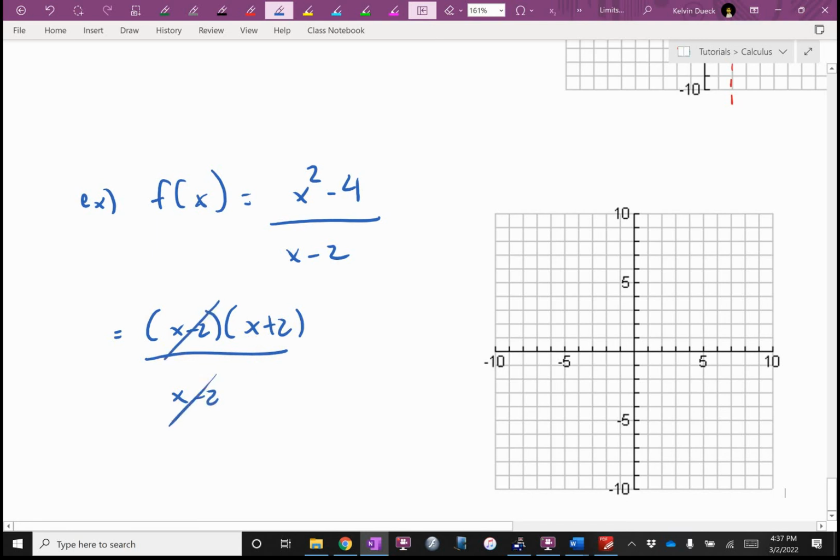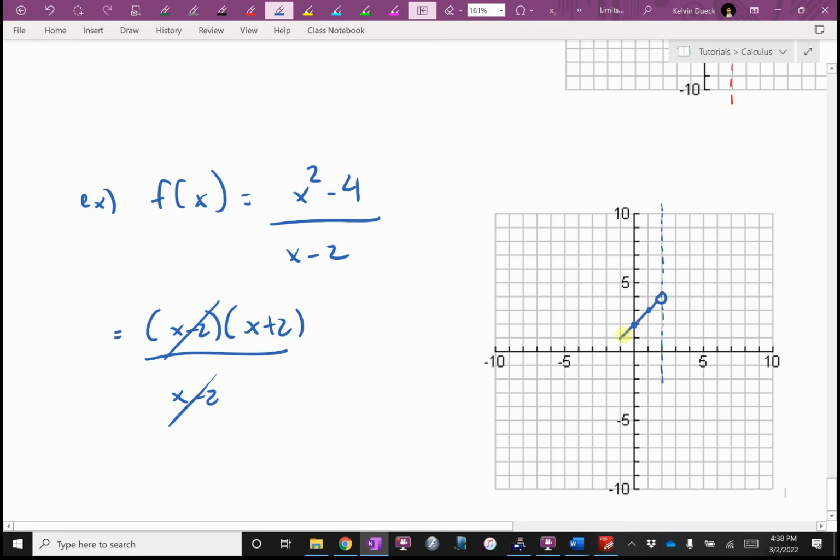It's going to look like x plus 2, which has a y-intercept of 2 and a slope of 1. It goes up 1 over 1, up 1 over 1, up 1 over 1. But where is this undefined? This is undefined right there at x equals 2. There's going to be a hole right there.